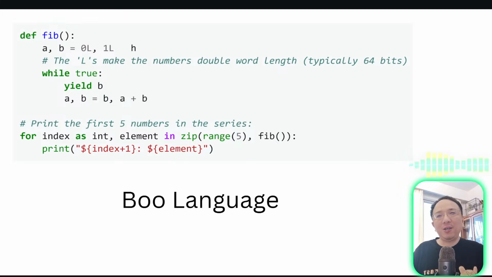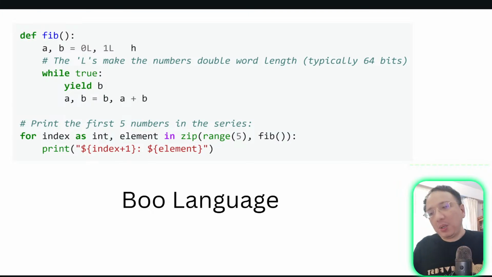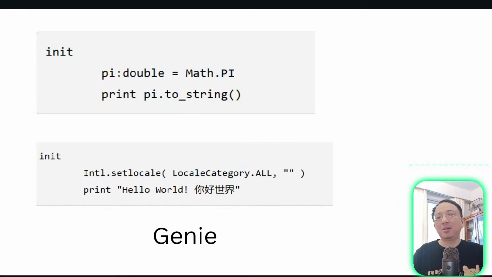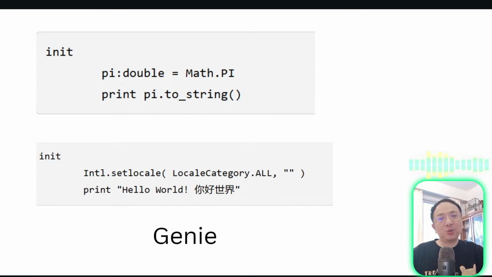But it is still a very interesting language that shows people are attempting something. People like Python so much, they are attempting to convert other languages into a Python-like syntax. Now this is Genie. Genie is a language for GNOME, the desktop environment, a GUI system, using GTK.